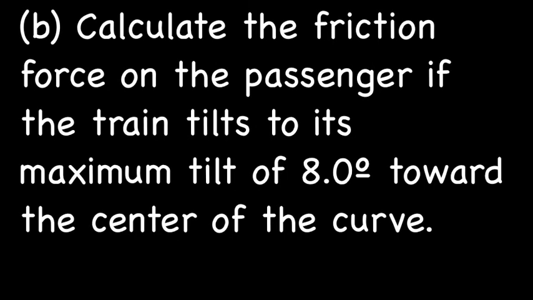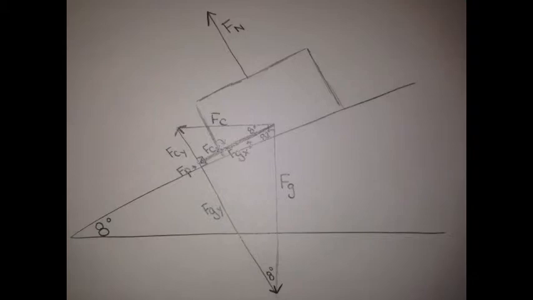Part B. Calculate the friction force on the passenger if the train tilts to its maximum tilt of 8 degrees toward the center of the curve. So the first thing that you're going to do in this problem is draw the free body diagram. In this case, our train is tilted 8 degrees inward towards the center of the circle.